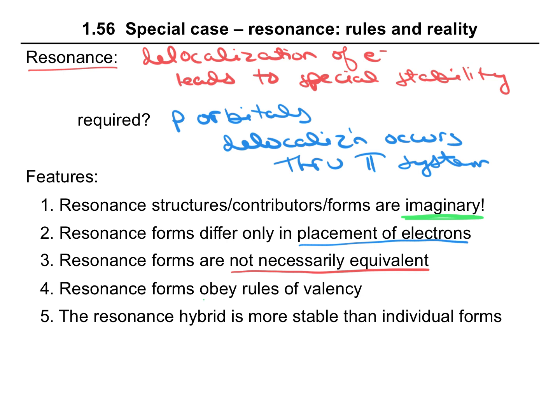Resonance forms must obey the rules of valency. So even though the structure doesn't actually exist, we still have to draw a valid Lewis structure. We can't have something with 5 bonds to carbon, for example. And another feature is that the resonance hybrid is more stable than any individual forms if they were to exist. So there is an advantage to the molecule to exist as the resonance hybrid rather than existing as any of the individual resonance structures.